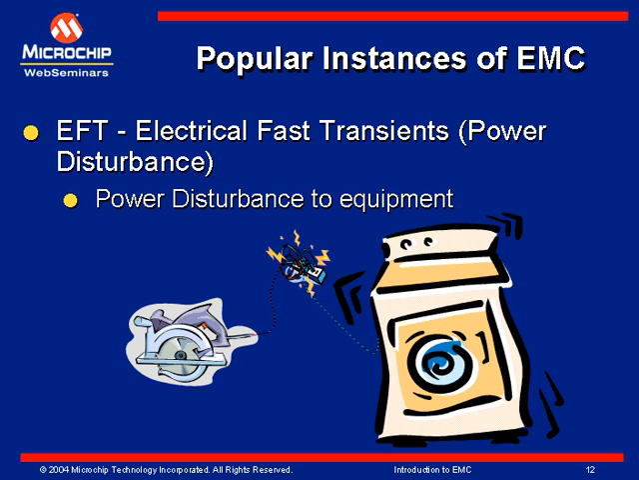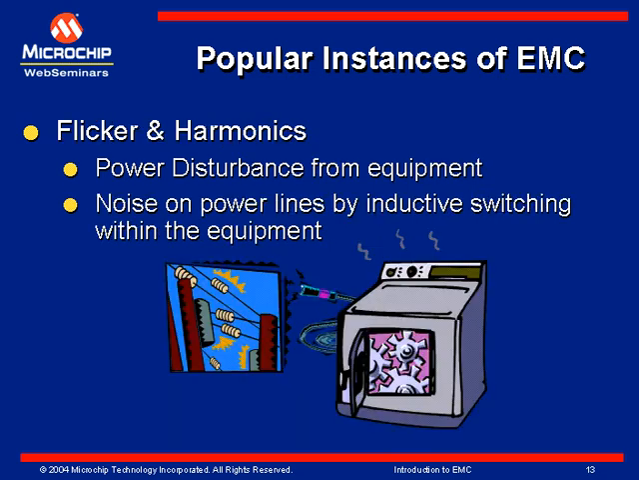So here in this instance of EMC, the intent is to protect the receiver or an equipment from any disturbance on a power line. The next instance is the opposite of that. In this case, we want to limit interference generated by an equipment on the power line. So this case is reverse. If all the equipment controls the amount of noise they put on a power line, then you don't need the second case, like electrical fast transient protection or immunity.